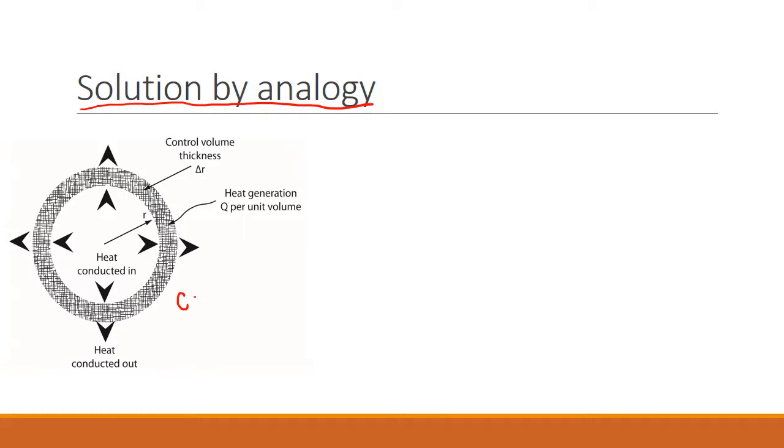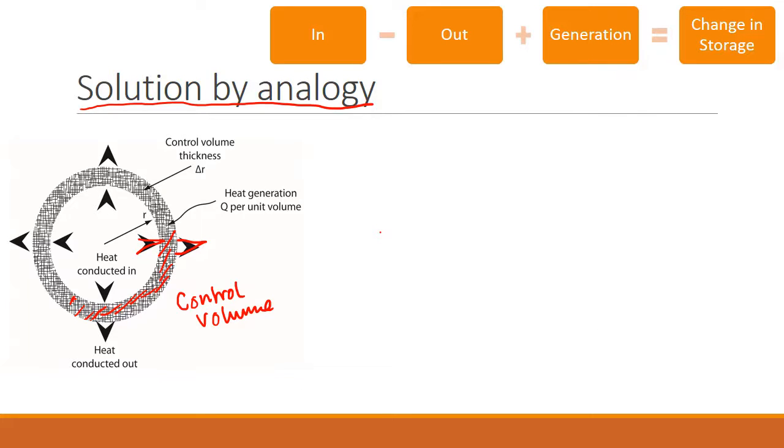So here is my control volume. The control volume here is the spherical shell over which we're going to do the energy balance. Heat is conducted in and then conducted out. So for energy balance, we know what we need. We need the conservation of energy: in minus out, plus generation, equals change in storage. We're going to apply this on this control volume.